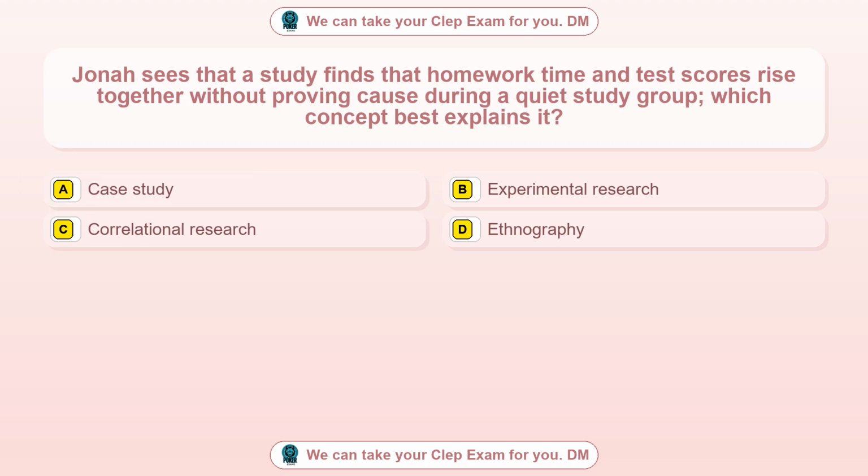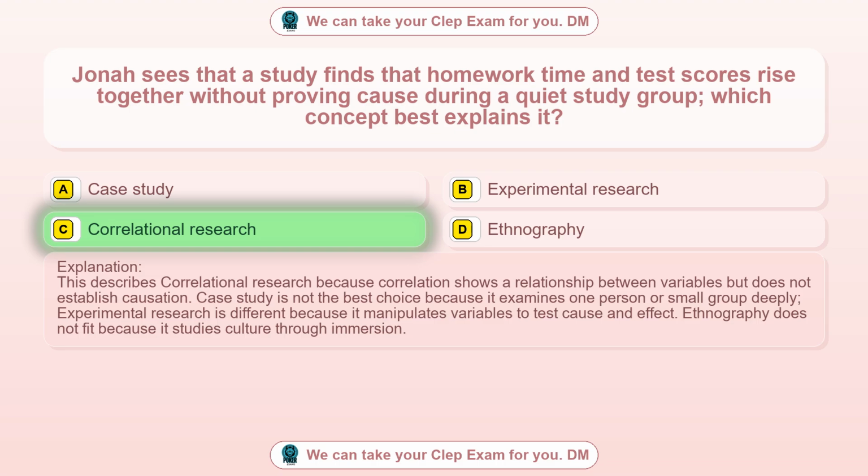Question 88. Jonah sees that a study finds that homework time and test scores rise together without proving cause during a quiet study group. Which concept best explains it? Option A, case study. Option B, experimental research. Option C, correlational research. Option D, ethnography. The correct answer is option C, correlational research.